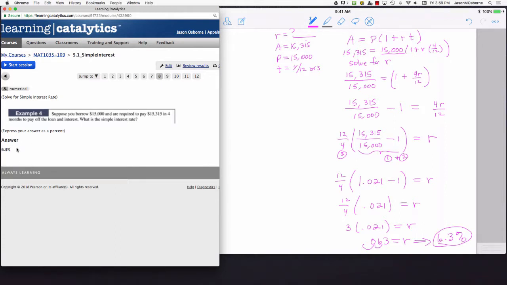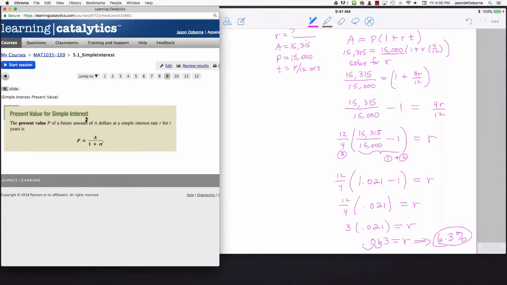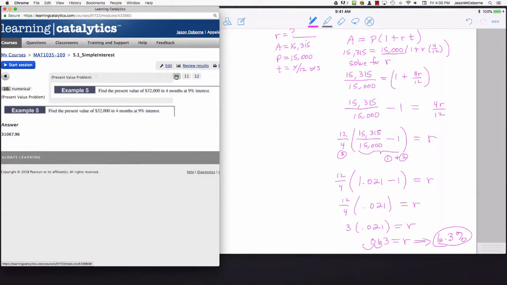Other problems that we'll look at in the next class, and that you may want to try to do now, are to figure out how to solve problems with the present value form of the equation. And there are a couple examples we'll look at in class in the future.